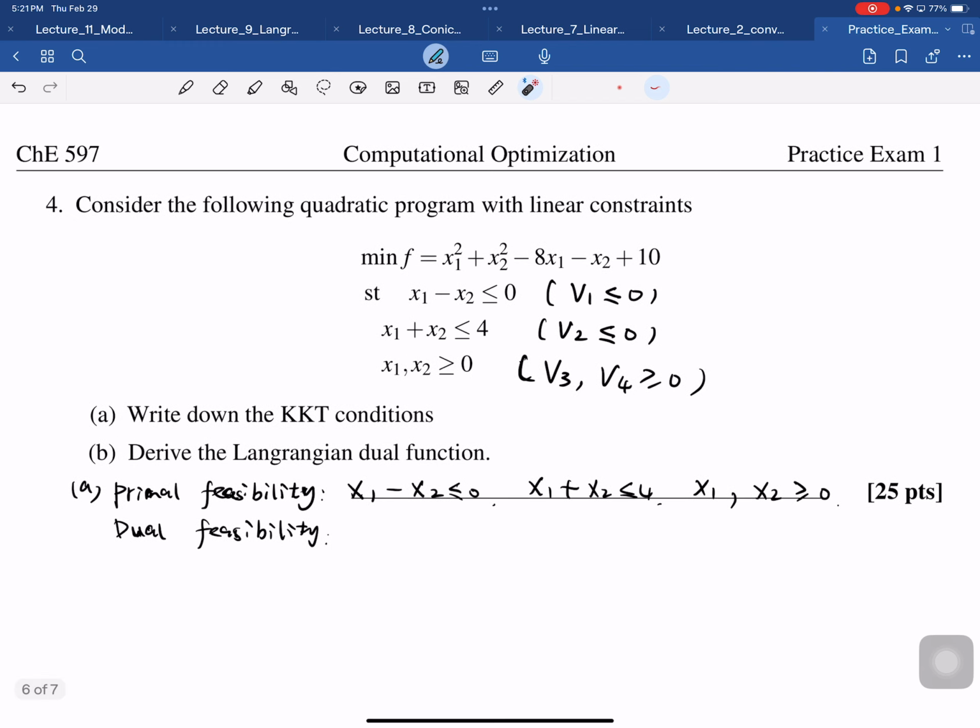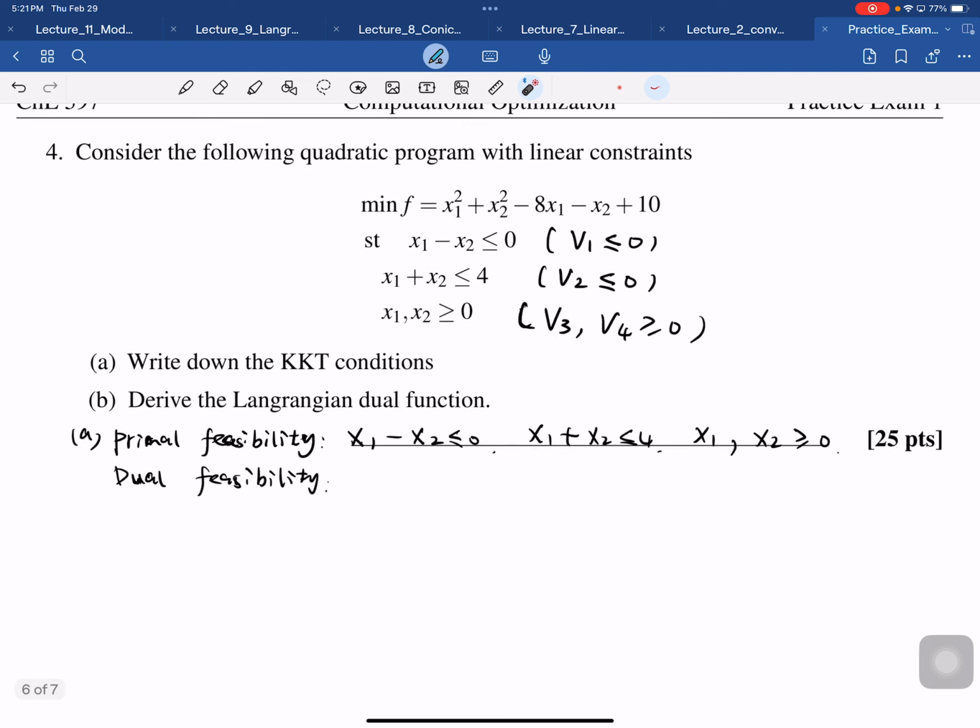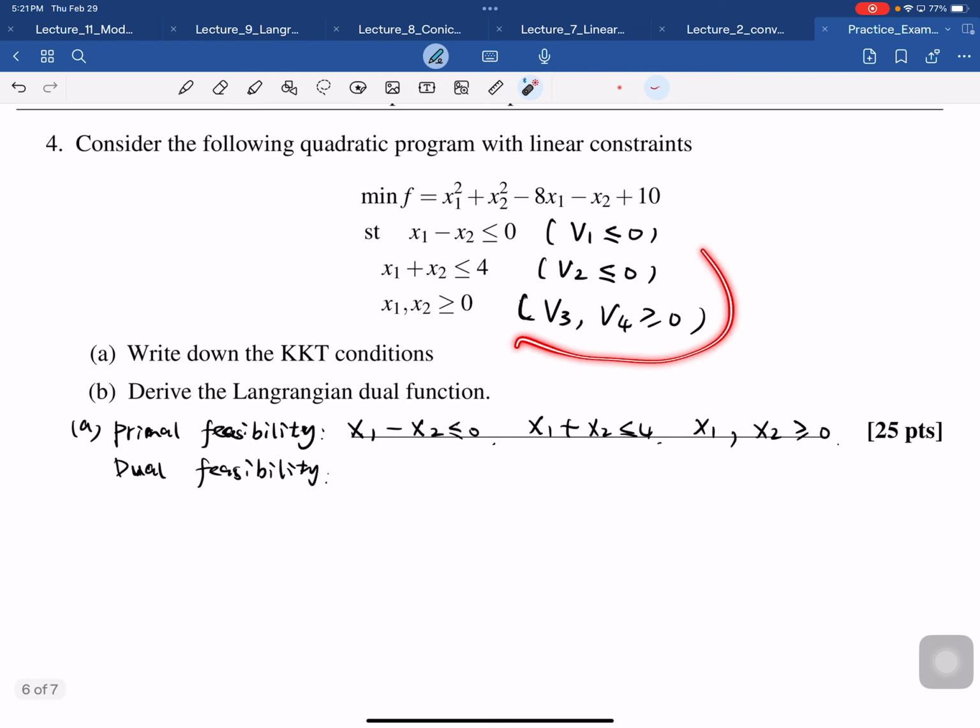So here are all the bound constraints we have, and then we use V3 and V4 greater than or equal to 0 to bring them to the objective. So the dual feasibility is just to satisfy those constraints. Then we have a complementary slackness, right?